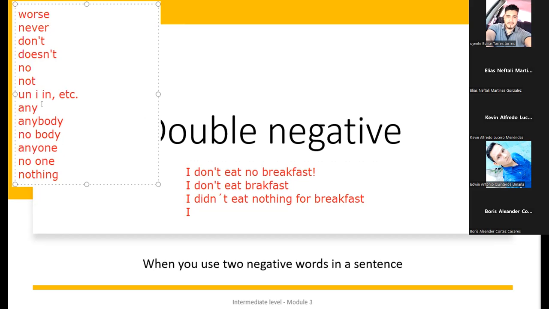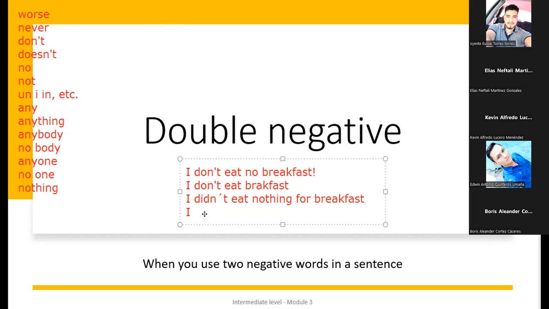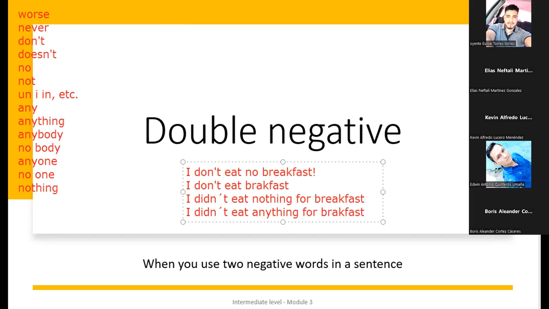Vamos a ponerlo aquí. Anything. Okay, entonces vamos a ir haciendo las diferencias. I didn't eat anything for breakfast. Esto sería lo correcto. Okay, this will be the correct one. Ahora ya tengo el negativo, era nothing. Aquí así ya se convierte en un afirmativo, anything, cualquier cosa, ¿sí? Pero aquí no está actuando como cualquier cosa, aquí está actuando como ninguna cosa, okay, como ninguna cosa.